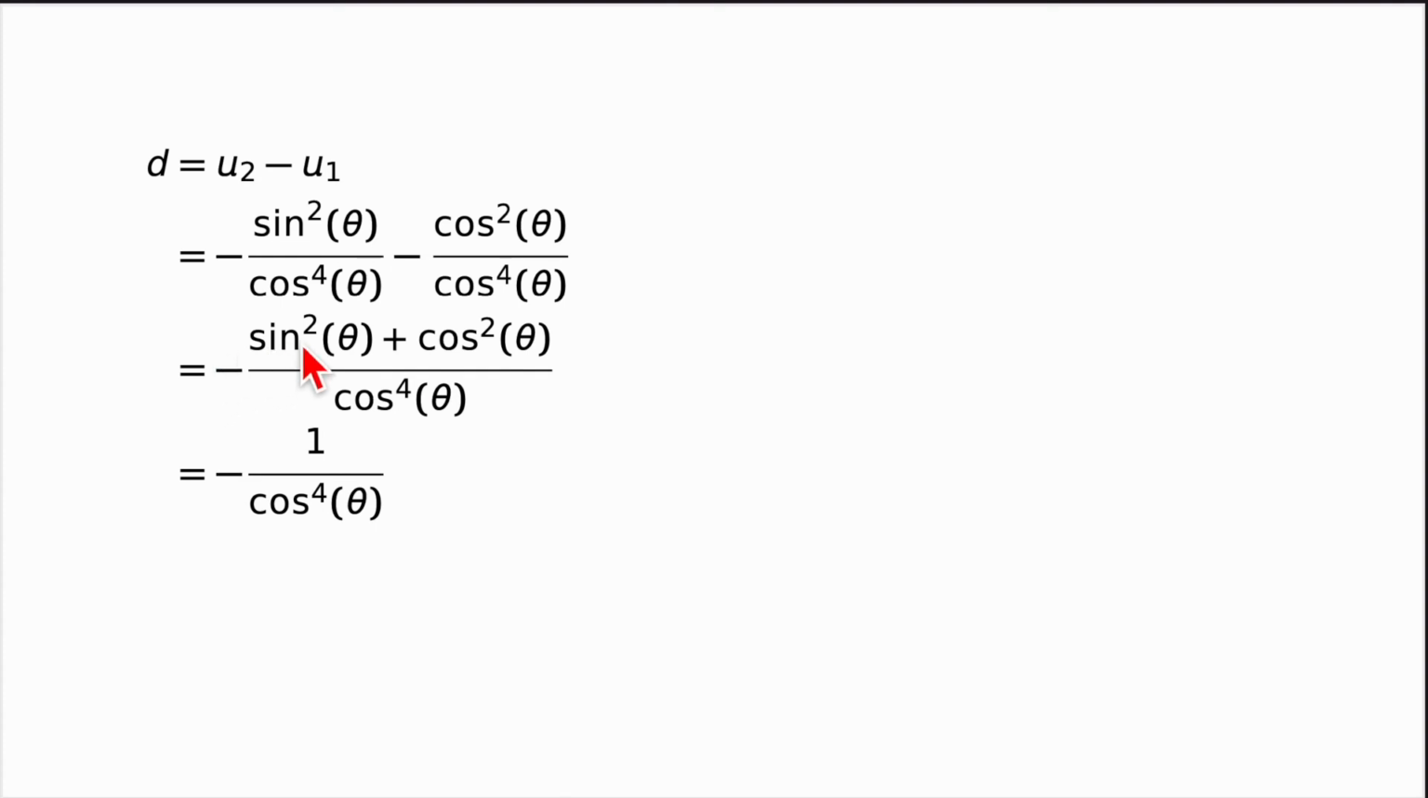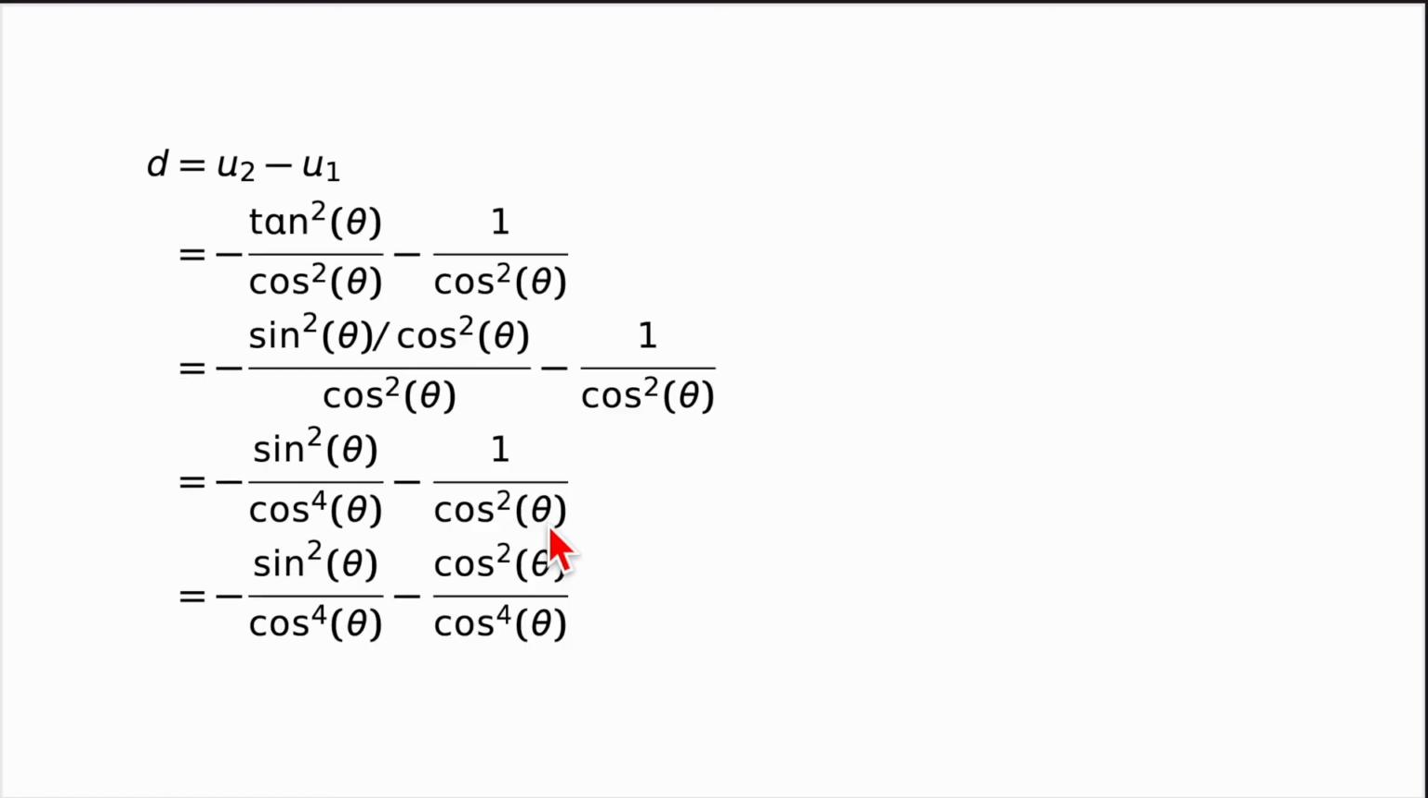And here's the final little trig identity you need to know. Sine squared theta plus cos squared theta is equal to just the number 1 for any value of theta. This is called the Pythagorean identity, and it's very much like Pythagoras' theorem. But try it on your calculator. Sine squared of a number plus cos squared of a number always equals 1. And actually that's what we needed to show, that d, the common difference, was equal to minus 1 over cos to the power of 4 theta.